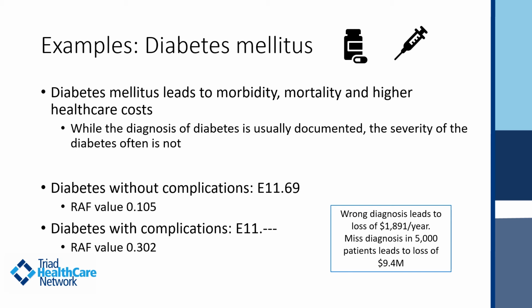And if we miss that diagnosis in 5,000 patients, and I know that sounds like a lot, but we have a whole lot of people in our 85,000 Medicare and Medicare Advantage patients who have diabetes. If we miss that diagnosis in 5,000 patients, it leads to a loss of $9.4 million.